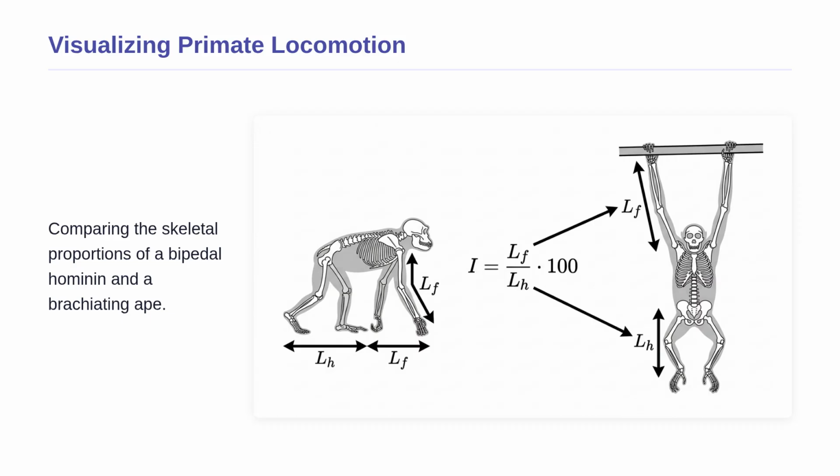The central formula connects these visual realities to the math we just performed. This diagram perfectly illustrates how the intermembral index captures the physical adaptations required for different evolutionary lifestyles, from the forest canopy to the ground.